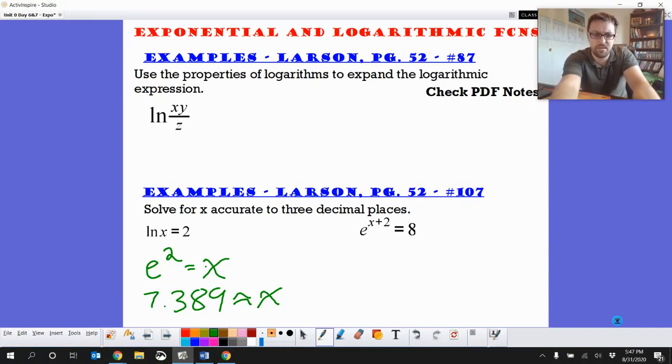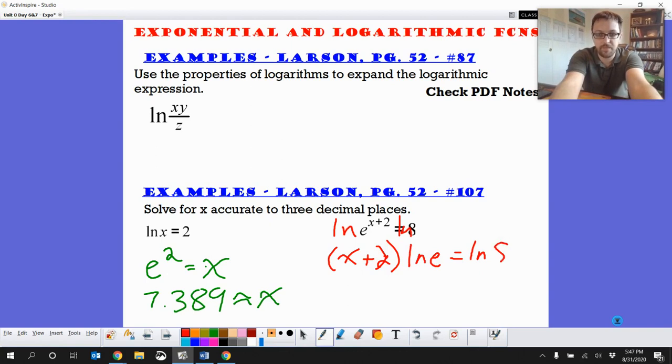Why are you talking? In the next one, I want to get that thing out of the exponent. So I'm going to take the natural log of both sides in order to get that thing out. So then the x plus 2 comes in front. We've got an ln of e equals the ln of 8. So the ln of e, that's just 1, so it's gonzo.